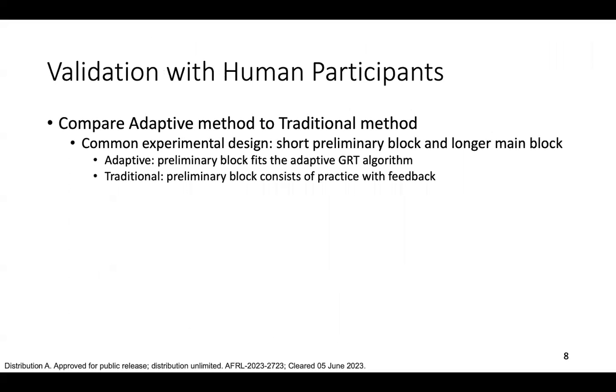Our next step is to conduct a validation study with human participants, comparing the adaptive method to the traditional pilot testing approach. Each experiment will have the same basic design, a short preliminary block followed by a longer main block. The adaptive experiment will use the preliminary block to adapt stimulus levels, while the participants will be given the opportunity to familiarize themselves with the stimuli and practice during the preliminary block of the traditional experiment.